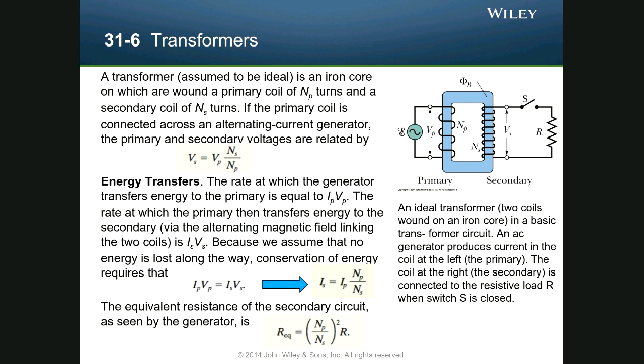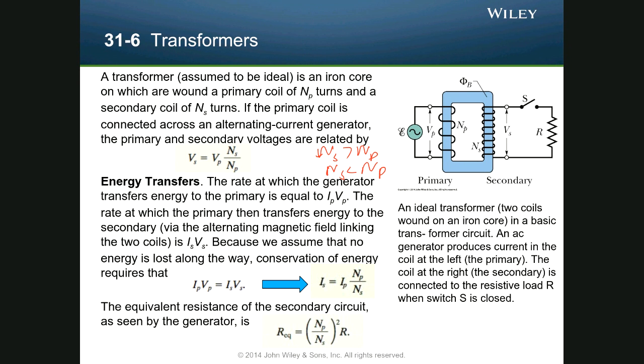So basically, if NS is greater than NP, you're stepping up the voltage, meaning your secondary voltage is greater than your primary voltage, and that's a step-up transformer. If NS is less than NP, you're decreasing your voltage, or stepping it down. That's a step-down transformer, okay? So those are your basic transformer equations.